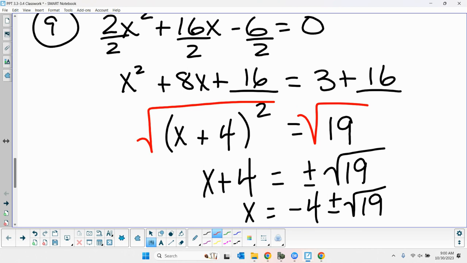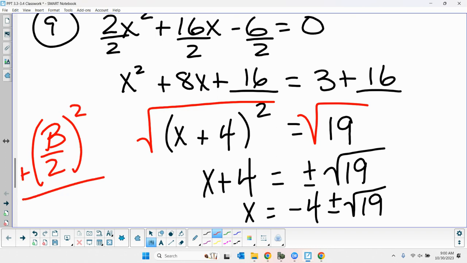To answer your question, 6 divided by 2 became negative 3, so then I added 3 over. So you took half of b, which is 4. 4 squared it. Yes, so b divided by 2 squared always goes in the blank.